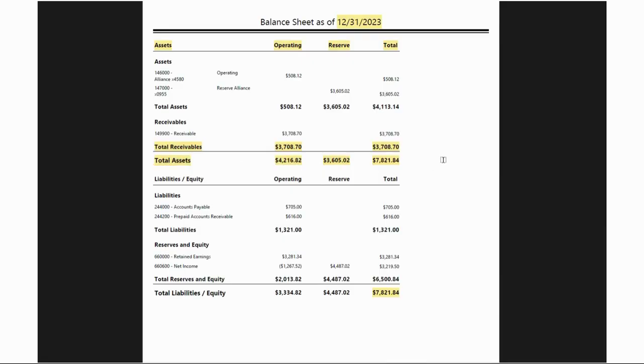Again divided into operating, reserves, and the total of both categories. Receivables are monies owed to the association that have not yet been paid. The next section is liabilities and equity, similarly divided into the columns of operating, reserve, and total.